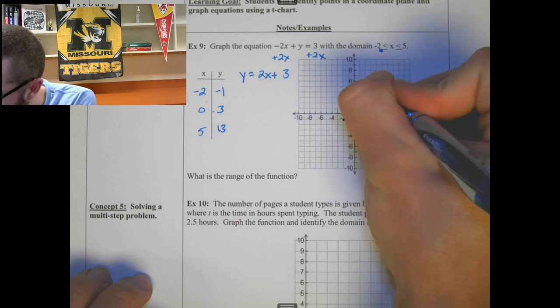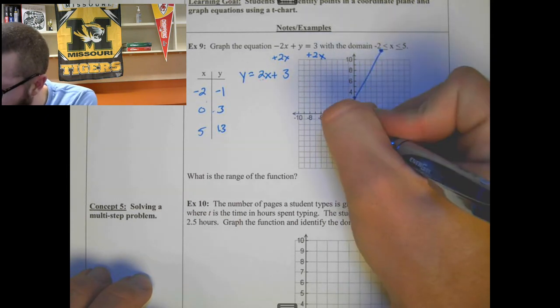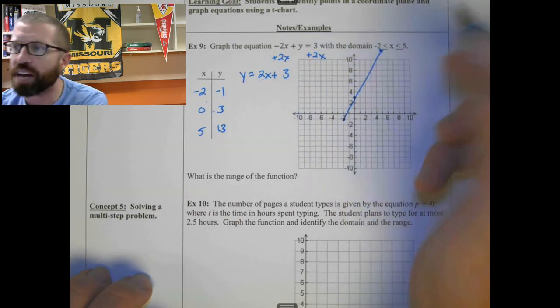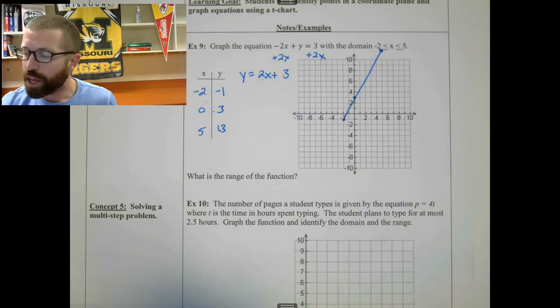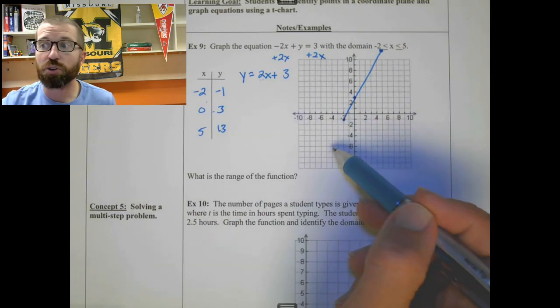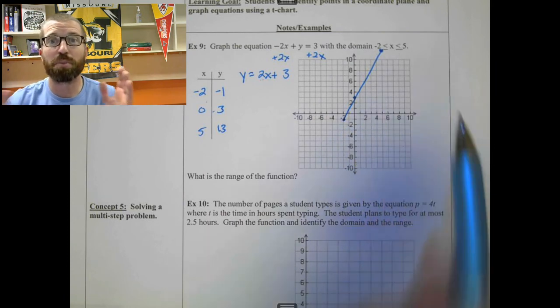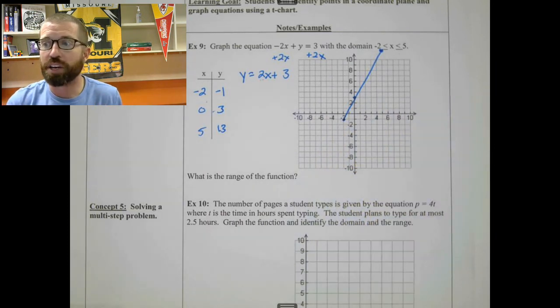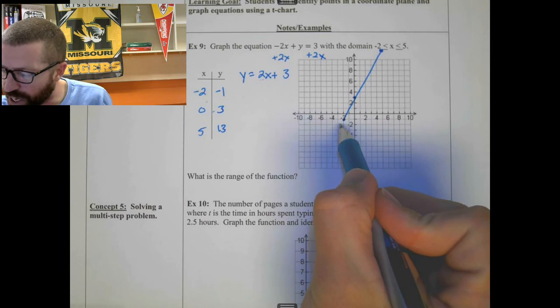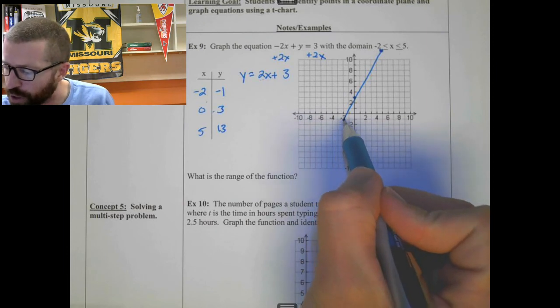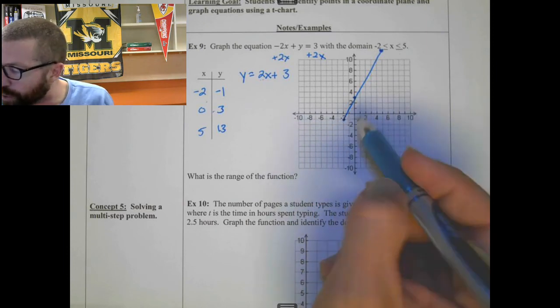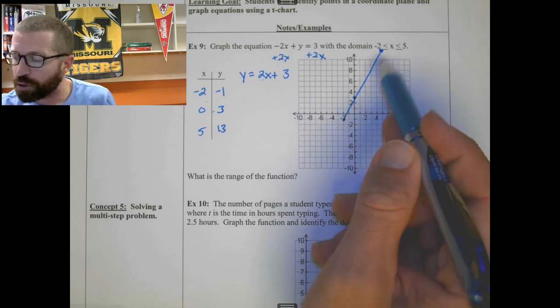And so because my domain starts at -2 and ends at 5, I don't go past those points, and that's very important. If you were to continue drawing this line with an arrow, you would be wrong because the domain is all the possible x values. So you can't go to this point down here, -3, whatever it might be. It's just not allowed.